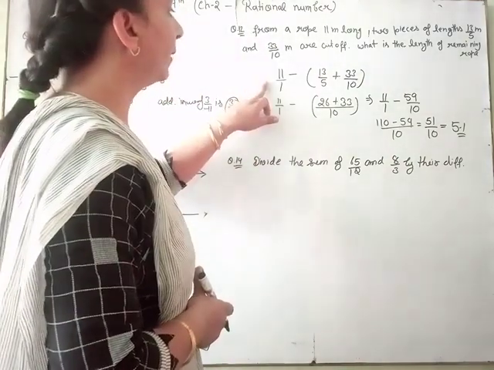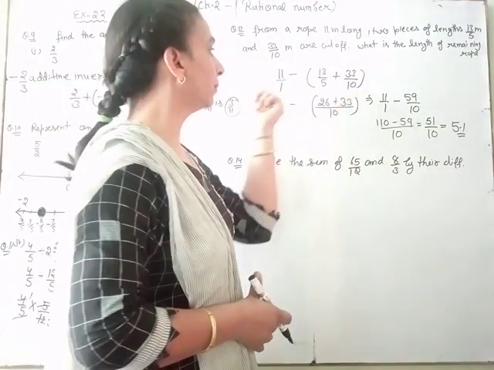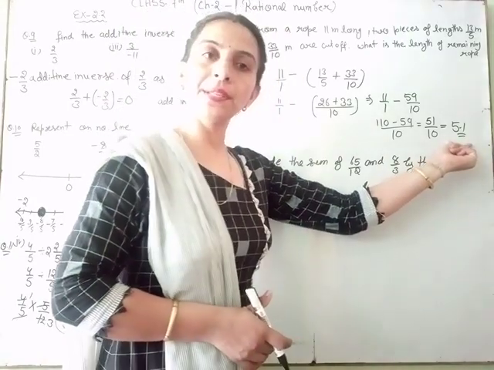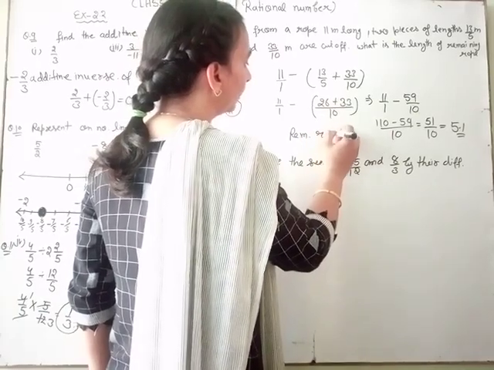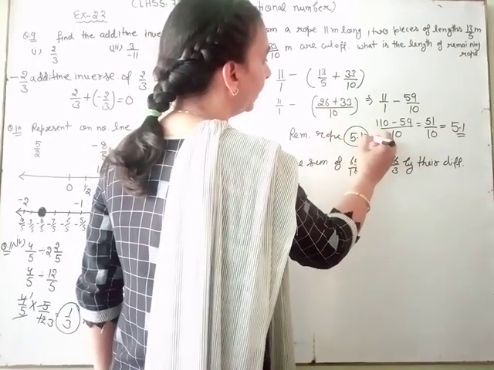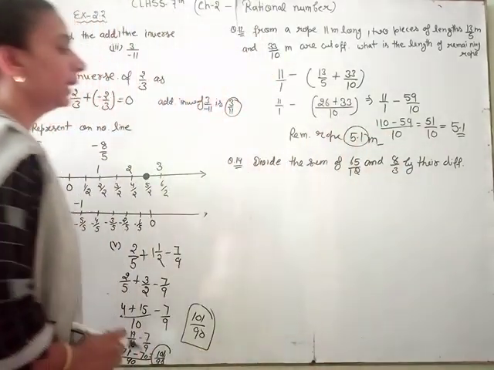5.1. From the 11 meter long rope, 2 pieces are cut, then the remaining rope is 5.1 meter. Remaining rope is 5.1 meter long. Okay.